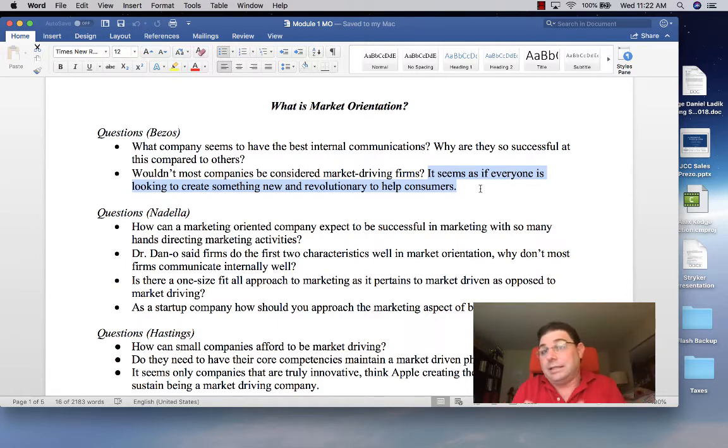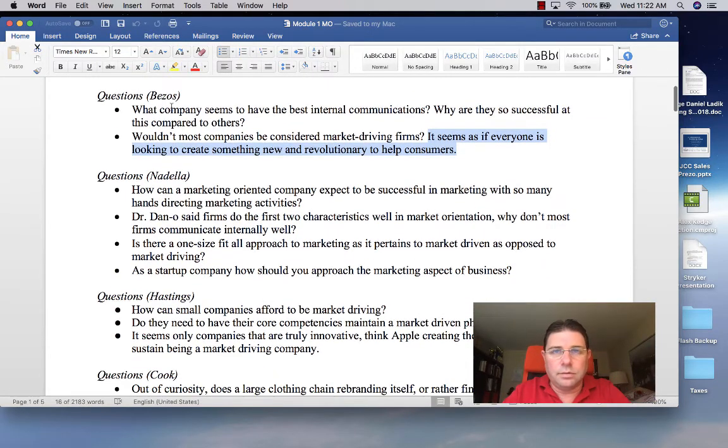I would say Tesla is. Nissan is not. Alfa Romeo is not. Even Mercedes-Benz is playing a little catch-up here. Very few firms are market driving. Very few. 2 out of 10, if that. 1 out of 5.